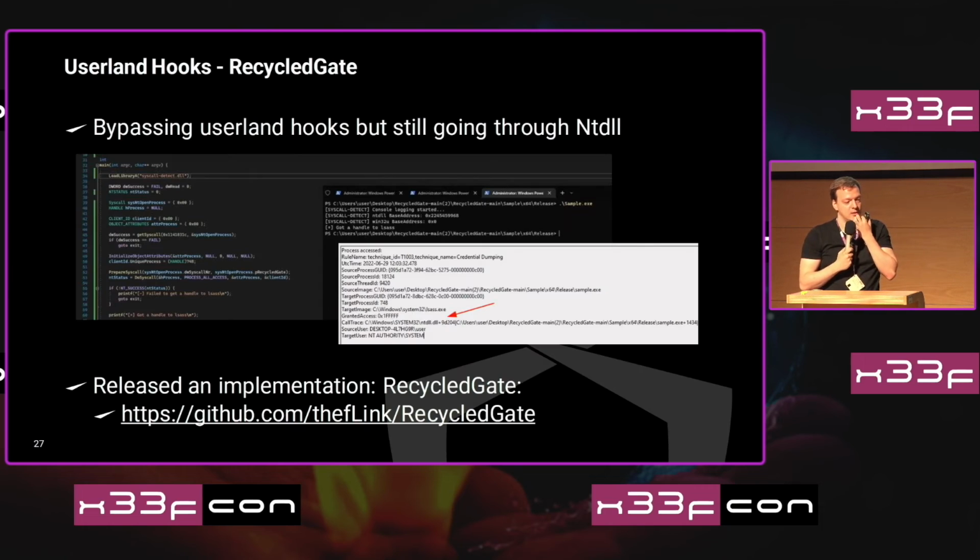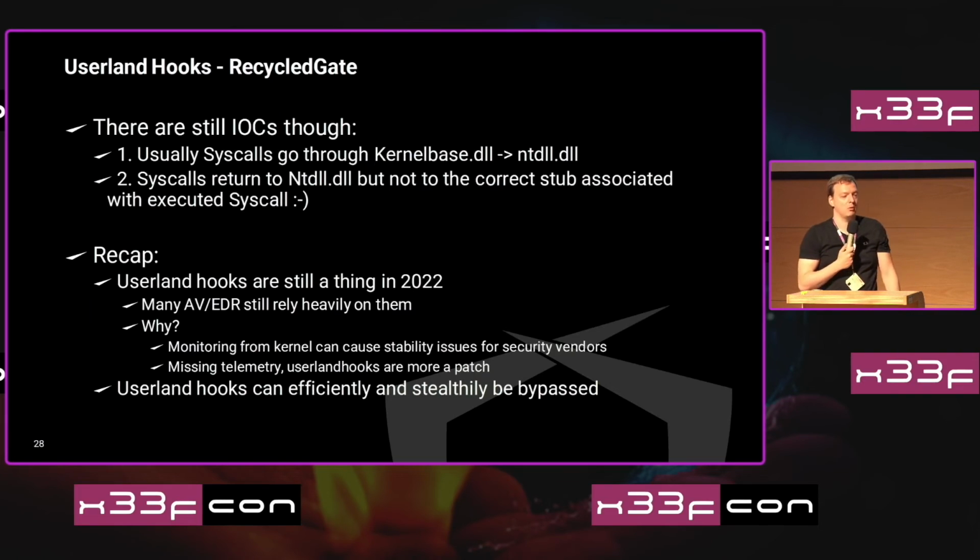I wrote a small implementation for this. You can find it on my GitHub. If I make use of this and I use the SyscallDetect tool at the same time, it's not complaining. Why is it not complaining? Because the system calls all return to NTDLL. And you see in Sysmon, the last module on the call stack is NTDLL. There are still some IOCs though, because usually system calls go through kernelbase.dll and then to NTDLL. This is the first IOC. The second IOC is that the system call returns to NTDLL, but it does not return to the correct stub, which is associated with the executed system call. Leveraging Nirvana hooking might be an idea in order to detect this.